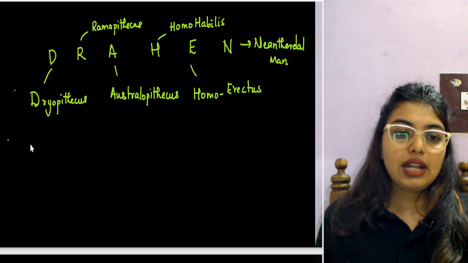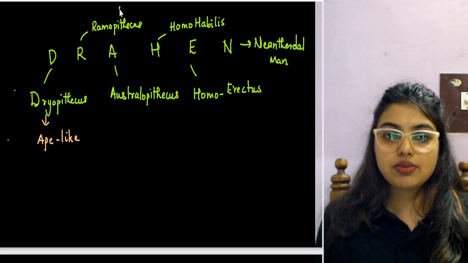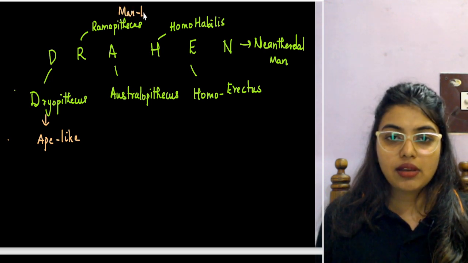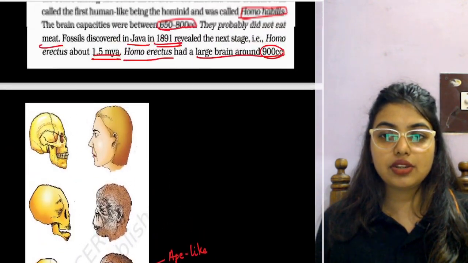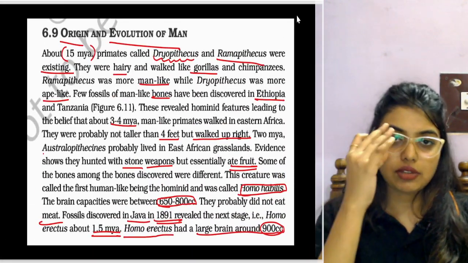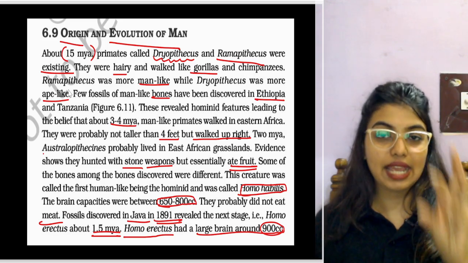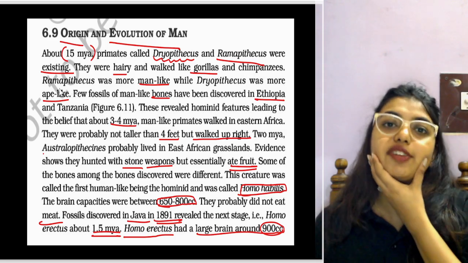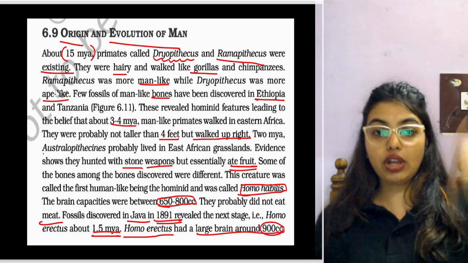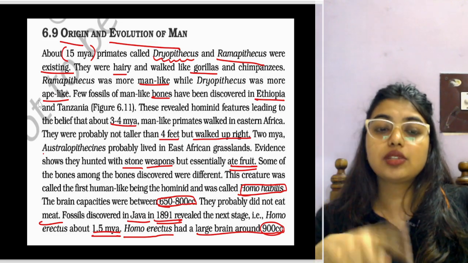Okay, now in that, Dryopithecus was more ape-like. Ramapithecus onwards were more man-like. And when were they found? Almost 15 million years ago. Primates called Dryopithecus and Ramapithecus were existing. They were hairy and walked like gorillas and chimpanzees. Ramapithecus was more man-like. Maybe the facial features looked the same, but they were able to walk erect. Not fully erect, students, hands were like this. Then Dryopithecus was more ape-like.